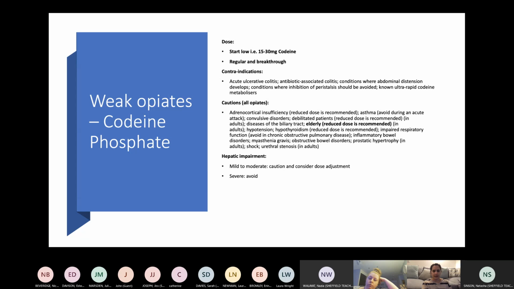For liver and renal impairment, again, it says that you might need to consider dose adjustment, but for severe hepatic impairment, they suggest to avoid it. And I would assume that's because of the risk of encephalopathy alongside using opiates. And then in renal impairment, again, it's saying to avoid or reduce the dose.